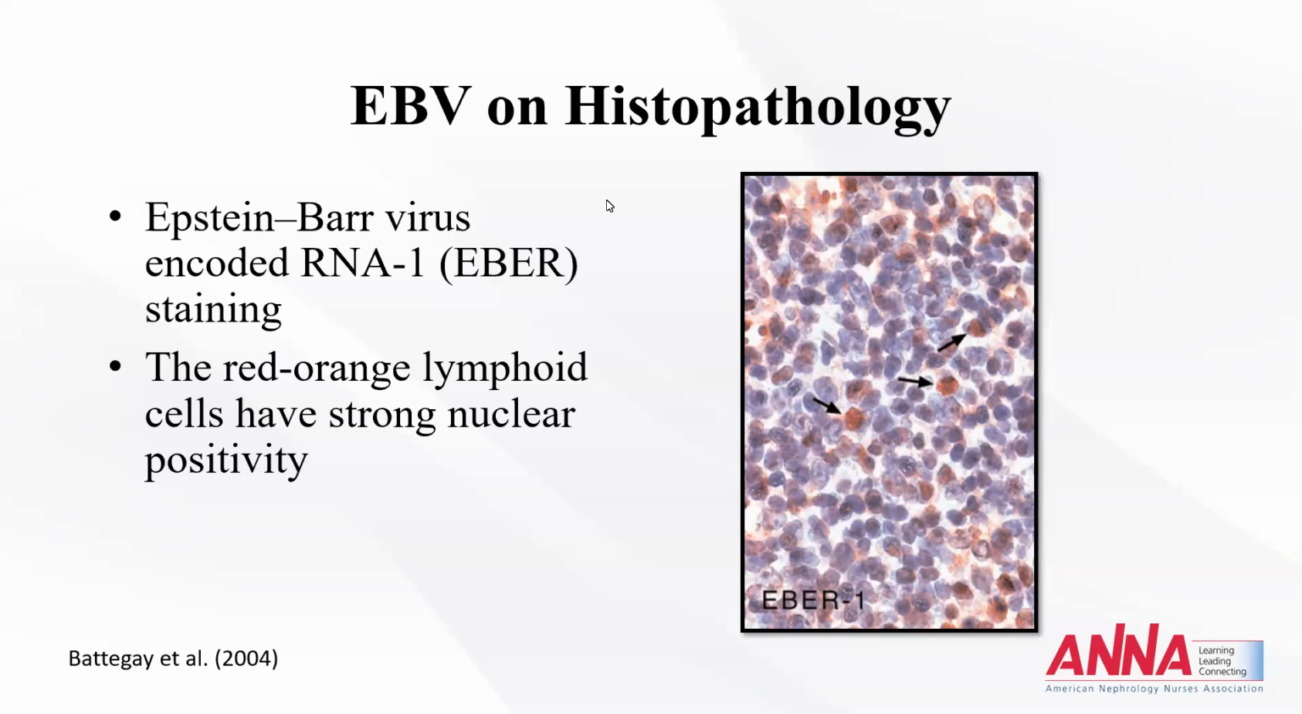It's a specific staining that the renal pathologist will have to do. So when you're sending the tissue, you have to make sure and mention, hey, I'm looking for EBV. Make sure we stain for EBV. It's a very specific staining, and it's kind of a ribonucleic acid stain that they use. It does pop up as red-orange lymphoid cells, and they have strong nuclear positivity.